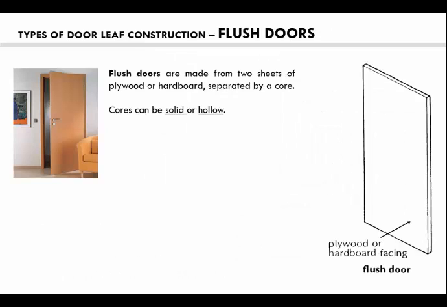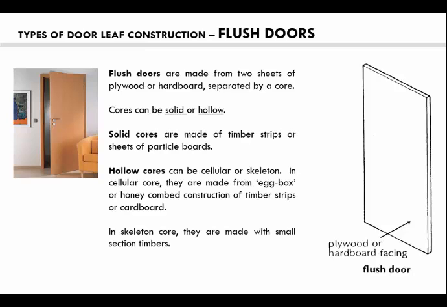The third type of door is a flush door. Flush door is super common as well for contemporary design. You need to know the different types of flush door. We call it a solid core or a hollow core. This flush door, the material can be plywood or hardboard facing. Solid core are timber strips or particle board. Hollow core can be cellular or skeleton. I know you won't be able to understand based on this text. I'm going to show you some images later.